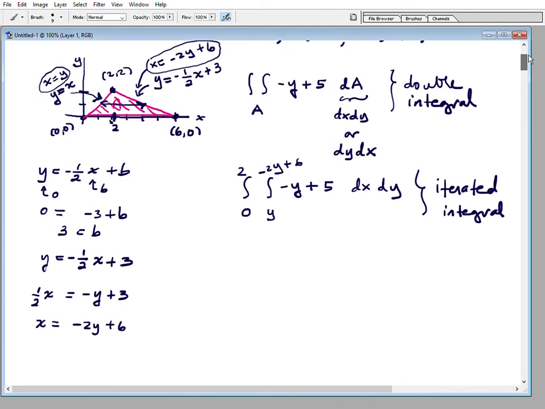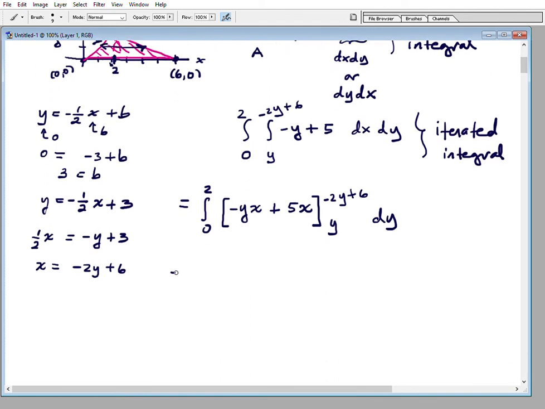All right, and now we just start evaluating. So step 1 is we're going to integrate with respect to x. Okay, x is a variable, so minus yx, y is like a constant, minus yx plus 5x. Okay, so we integrate like that, and now we're going to substitute in for x. Because x is our variable, so we're substituting in for x, minus 2y plus 6. And after we do that, we'll have only y's in our integrand. So let's start that substituting.